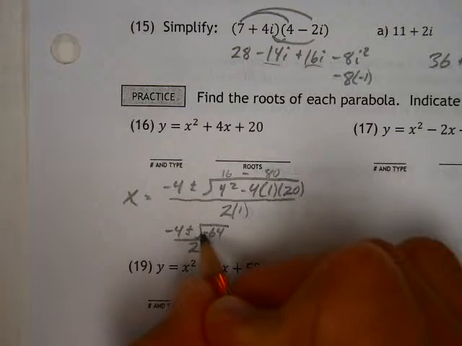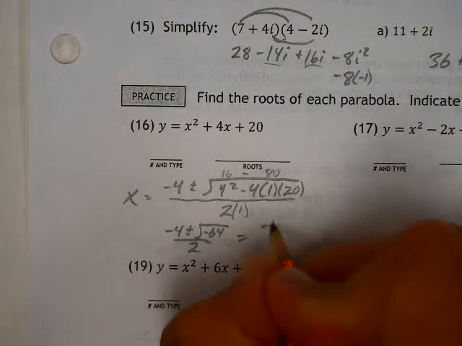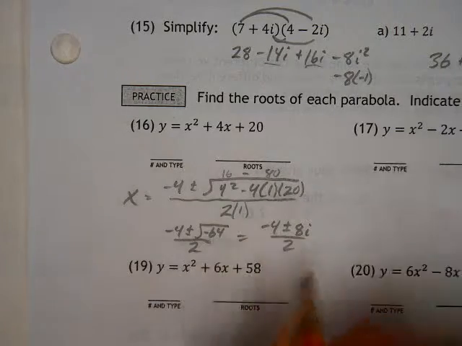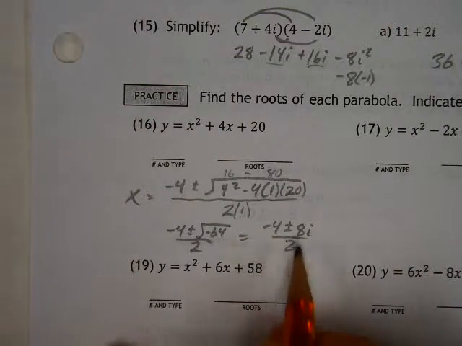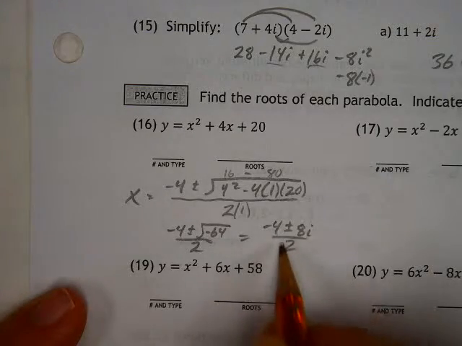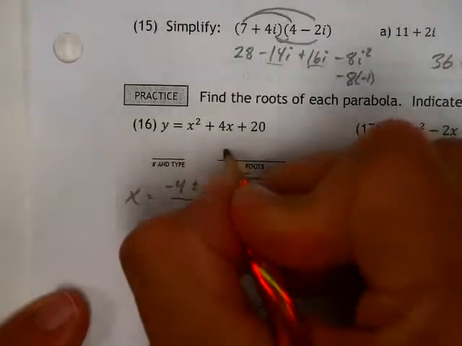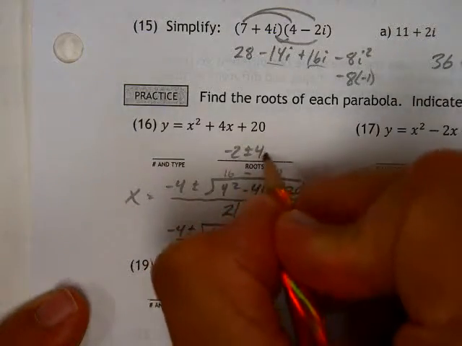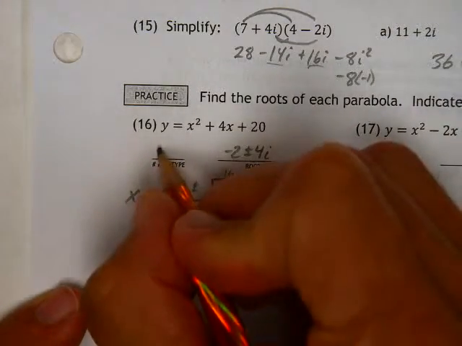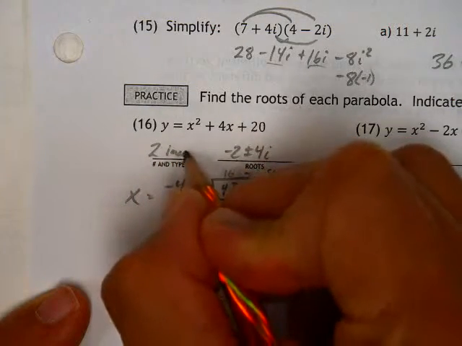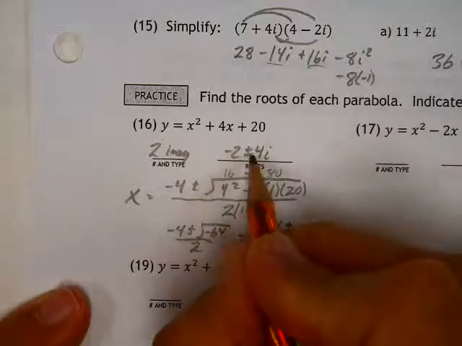is 8, but because it's a negative, it's going to be -4 plus or minus 8i over 2. Now, you can only reduce this if that 2 will go into both those numbers, and since it does, reduce them both. -4 over 2 is -2, plus or minus 8 over 2, which is 4, and then the i. And these are two imaginary roots. There's 2 because of the plus or minus.